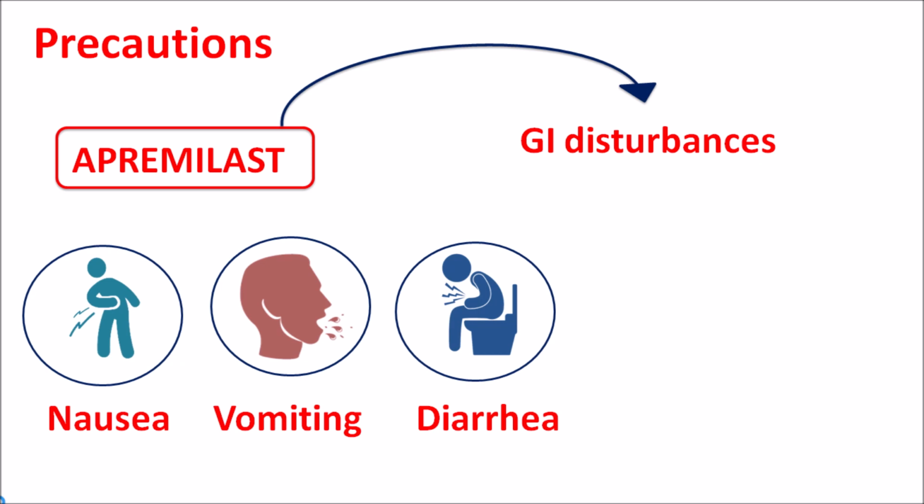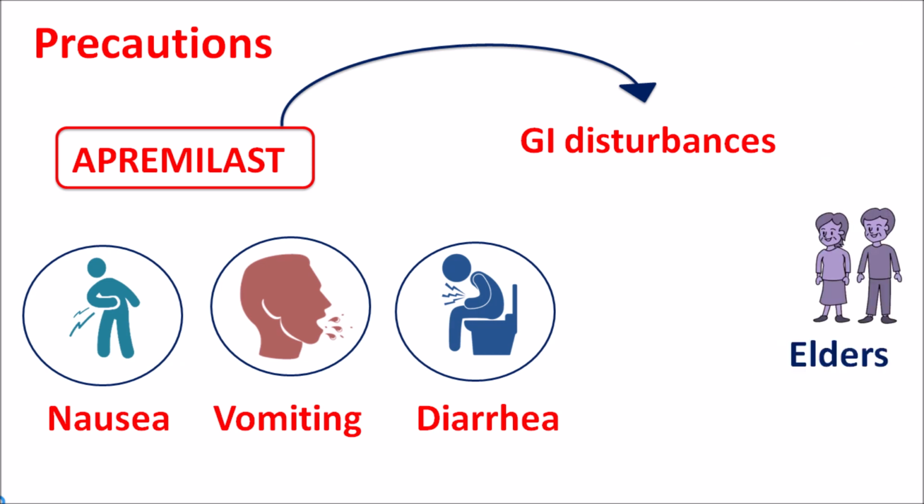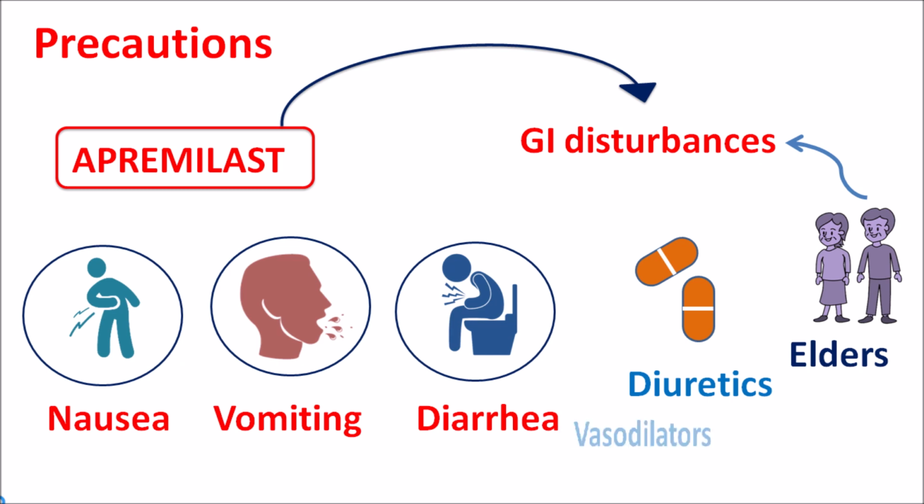Particularly, these GI disturbances are more pronounced in the elderly, where they can have more risk of diarrhea and vomiting. And when this Apremilast is combined with other drugs such as diuretics, which produce volume depletion, or vasodilators, which produce hypotension, these drugs, when they are combined with Apremilast, can further increase the GI disturbances.